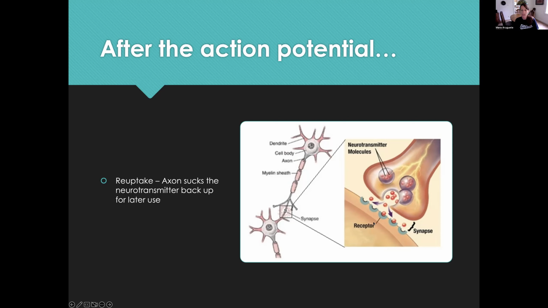And so the receptor then picks up these chemicals, and again, if it's enough stimulation, it will cause an action potential in that next neuron. If not, then it will just end there.